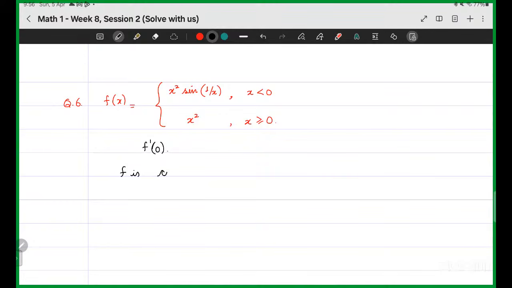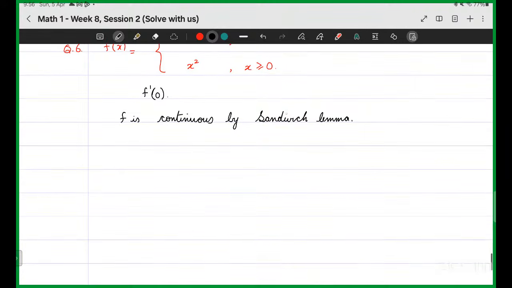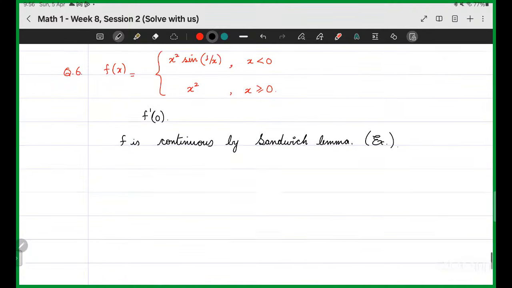This will be simple. Okay, first, let me write this. F is continuous. One way to see this is by sandwich lemma. For the left-hand limit of the function, you can use sandwich lemma. Sine is between -1 and 1. So x squared sine 1 by x is between minus x square and x square, both of which go to 0 as we approach 0. So the left-hand limit is 0, the right-hand limit is 0, the function value is 0, and we are good. If you have not understood, take this as an exercise.